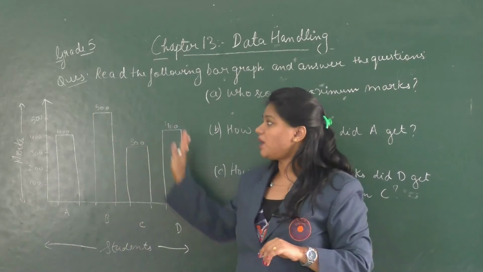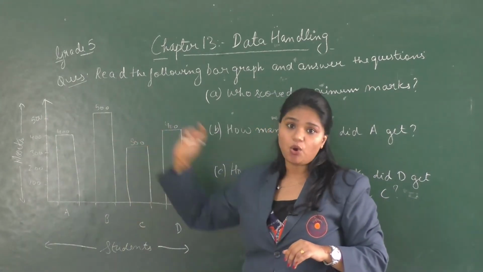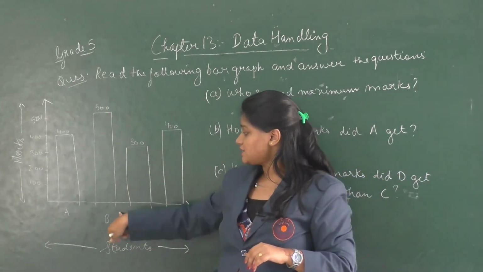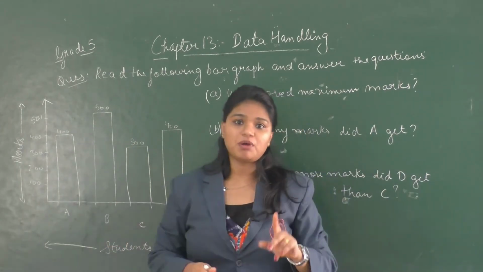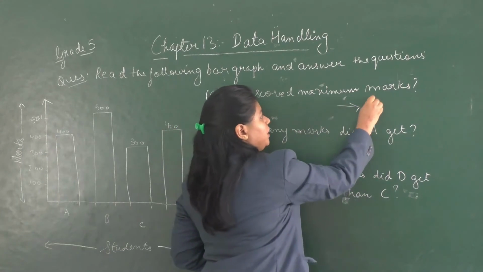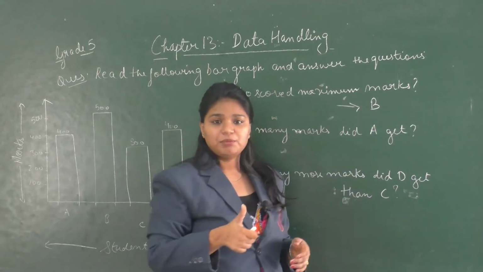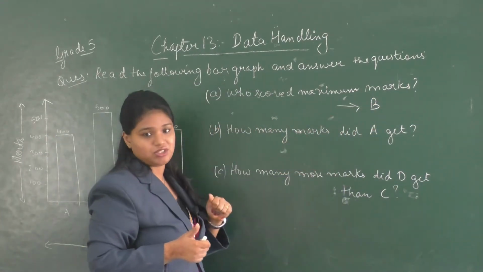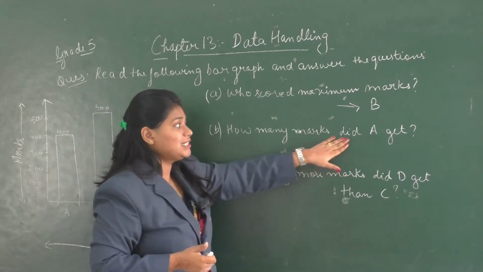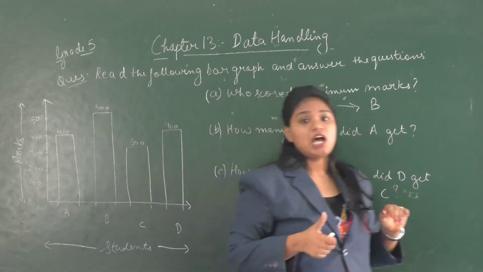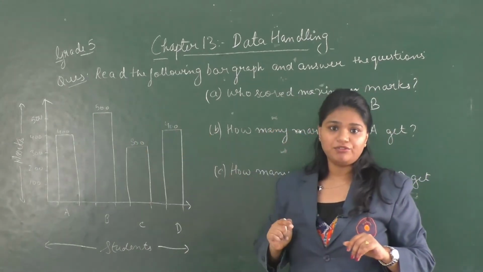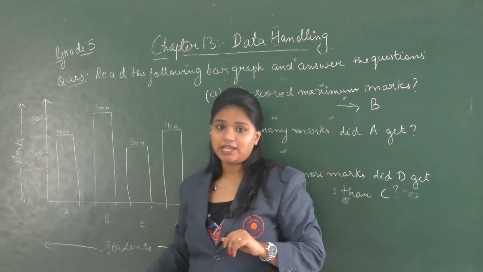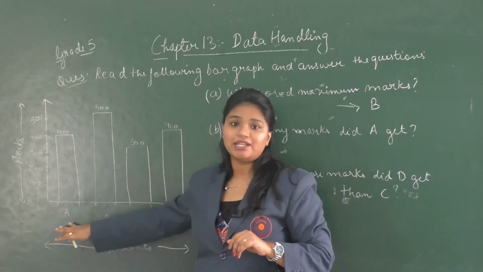Now when you look at the bar graph, which bar is the tallest? The bar against B is tallest. That means B scored maximum marks. So the answer to this question will be B. Similarly, let's read the second question. That is, how many marks did A get? That is, how much marks did A score? Now again look at the bar graph. Now look at the bar against A and notice how much marks did A score.